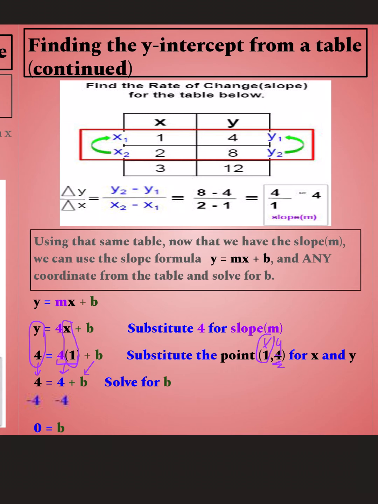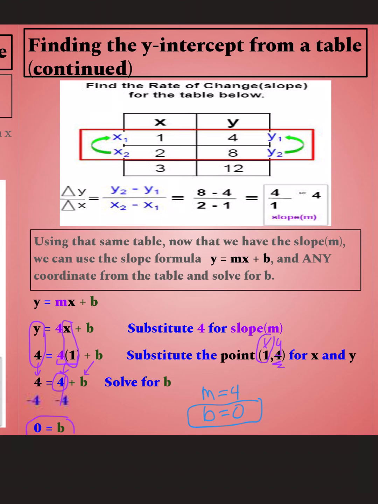Now I need to solve for the b, which is canceling out that positive 4 by doing the inverse. The inverse of adding 4 there is subtracting 4. That will cancel those out. 4 minus 4 here is 0. So your y-intercept for this table is 0. So the table has a slope of 4 and a y-intercept of 0. But we only want the y-intercept, so just make sure you watch that with the questions. Okay, so that's one method for finding y-intercept from a table.